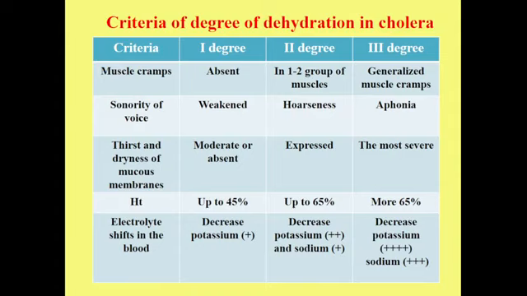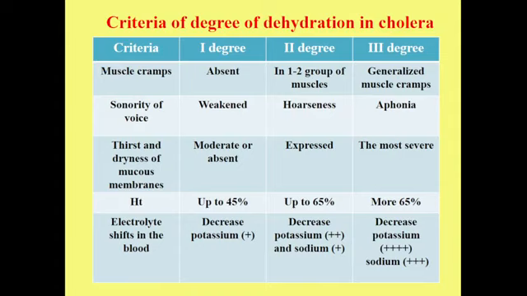Sonority of voice. It will be already weakened in the first degree, maybe a bit, and in the second degree, hoarseness of the voice, and aphonia in third degree. Thirst and dryness of the mucous membrane: moderate or absent in the first degree. Expressed thirst and expressed dryness of mucous membrane in the second degree. You could just ask a person to show their tongue, and already it's dryish. And the most severe in the third degree, of course.